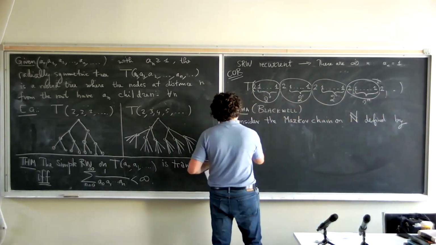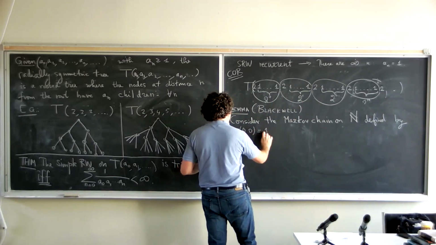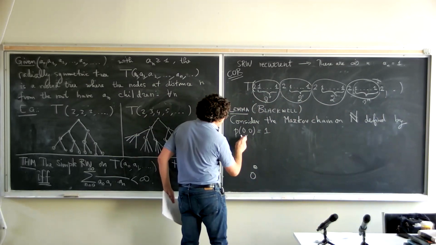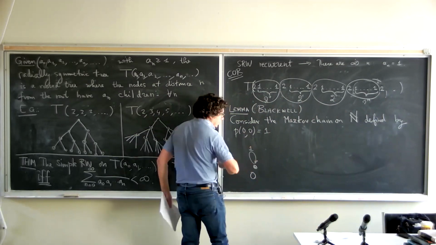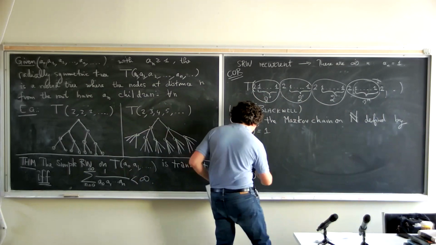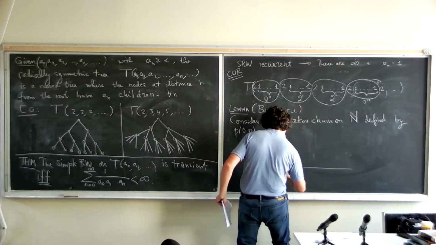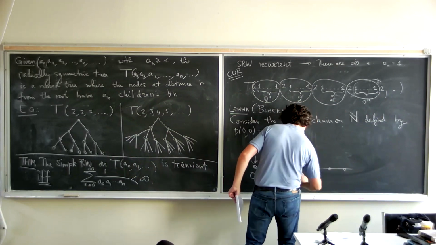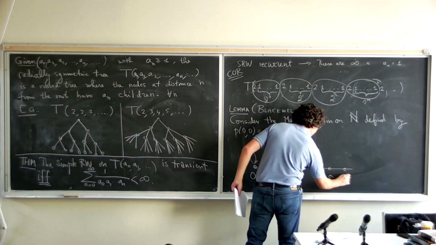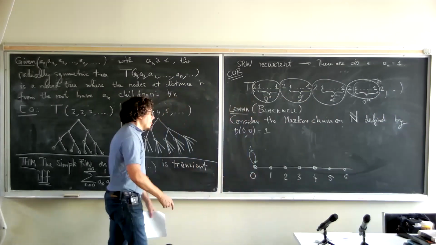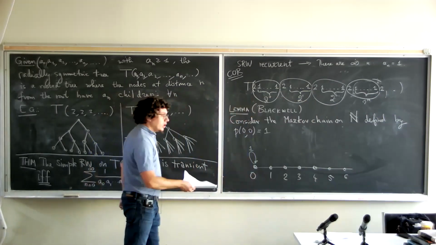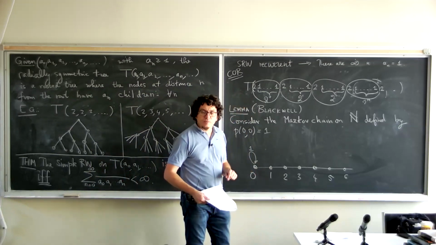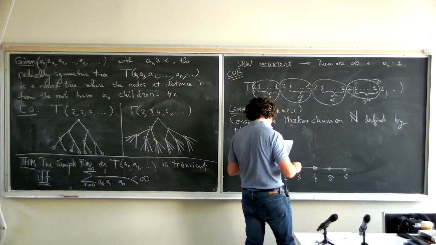So P of 0, 0 is 1. So if you're at 0, so P 0, 0 means the probability of going from 0 to itself. So it's 1. So it's a Markov chain. What's a Markov chain? You just have a set of states, which is, in this case, just the integers. 1, 2, 3, 4. So you have countably many states. And then you have a probability of moving from one state to another state, right? And so we define it like this.